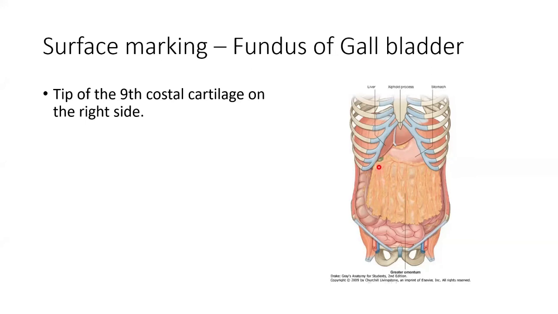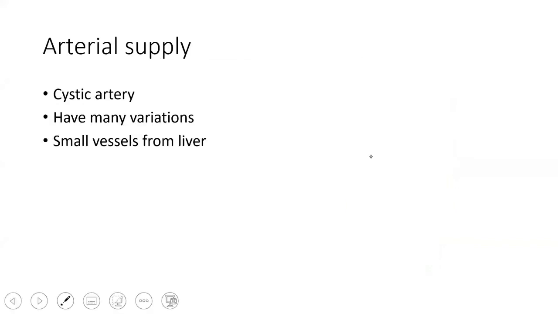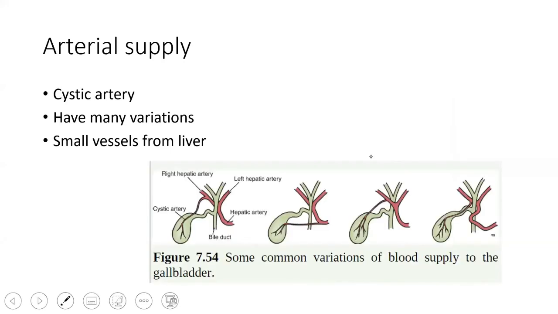So if there's inflammation of the gallbladder called cholecystitis, you can identify it by palpating this area. Then when you talk about this arterial supply, it is supplied by the cystic artery, which is usually a branch of the right hepatic artery.